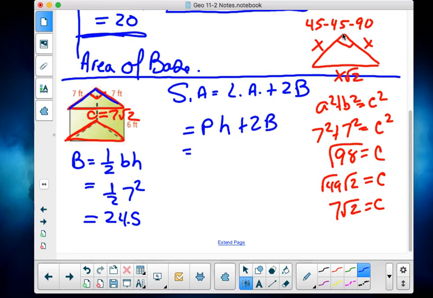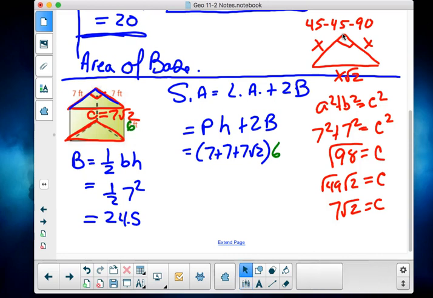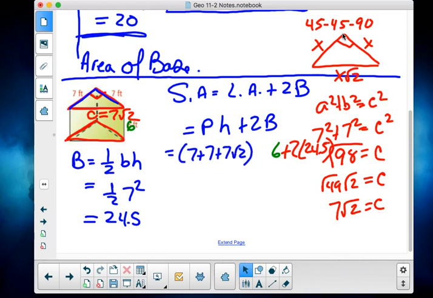Now, my LA is all about perimeter times height, plus 2 bases. My perimeter is 7 plus 7 plus 7 square root of 2. That's the exact answer, times my height, which is 6. Maybe I'm going to put a different color in for my height, my 6. I'll put it in green this time. Plus my 2 bases, which are 24.5 each.